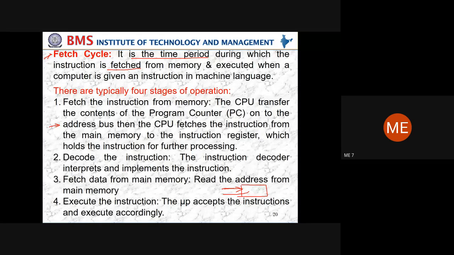Then according to the information that you read, the microprocessor accepts the instructions and executes accordingly. If whatever you read is an instruction, you accept that instruction and carry out the work accordingly. Now these are the four stages of the fetch operation. That means in order to fetch a particular instruction from the memory, the first thing is what is the instruction that you are going to do next.